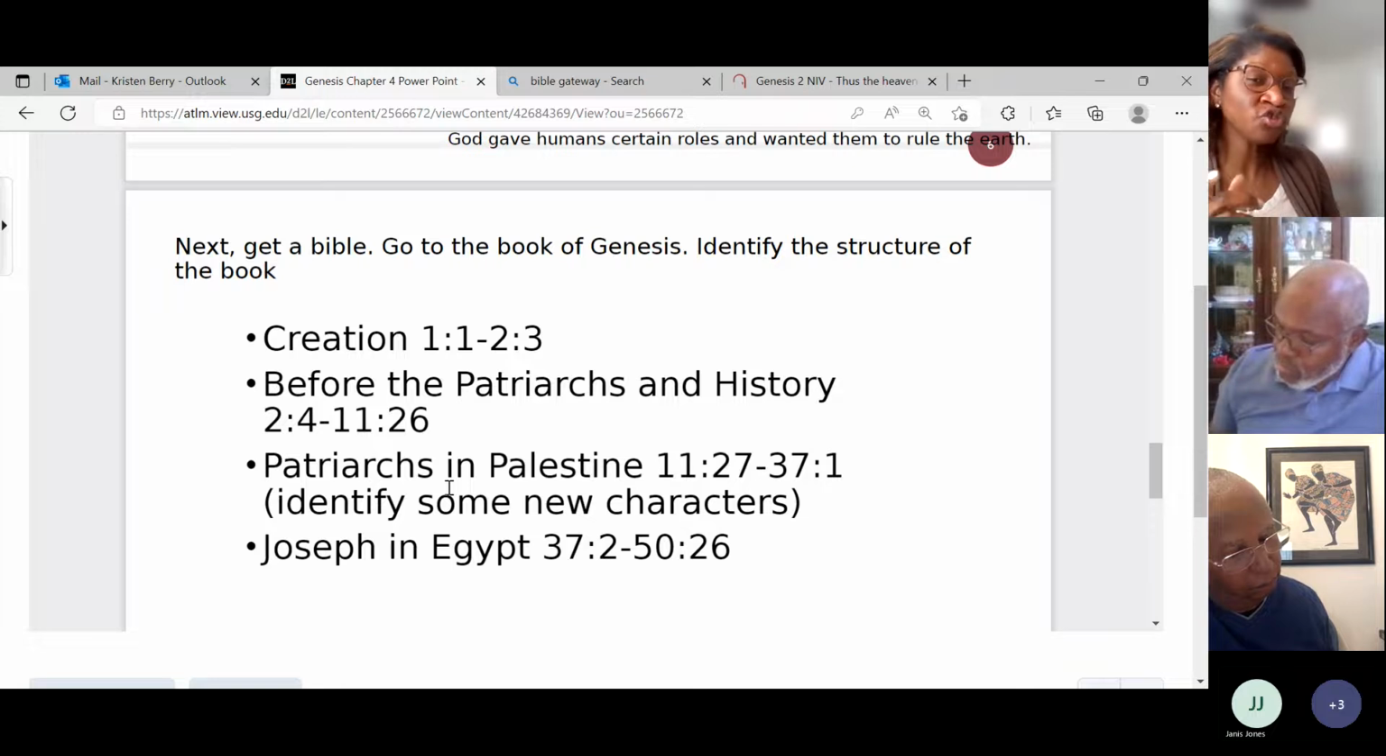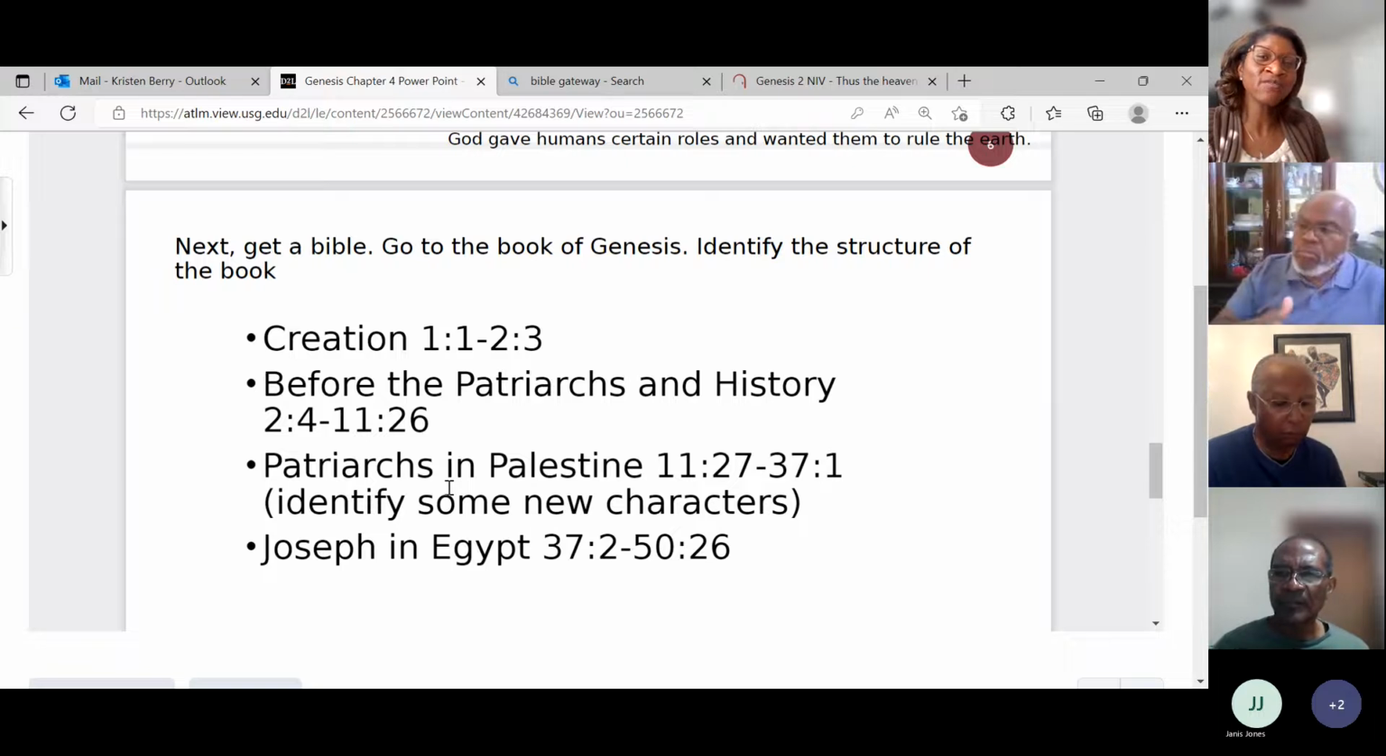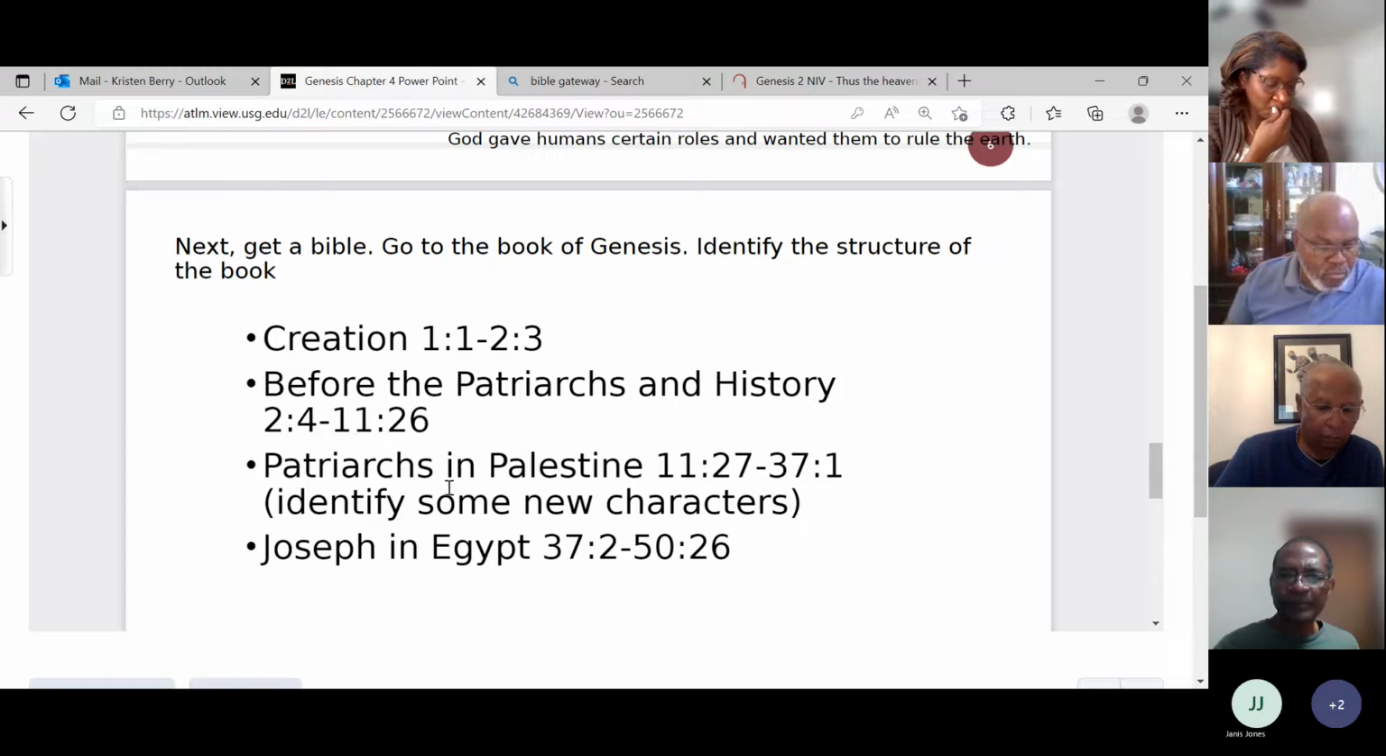I want you to flip over to chapter 38. We're going through this study so you can identify the structure of the book. For men and women, I want you to look at Judah, the story of Judah and Tamar. This is an interesting story. You can take a look at that later. Judah and Tamar. We're just flipping through for structure.